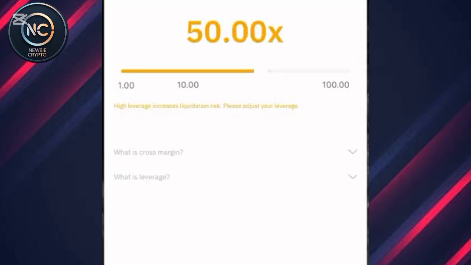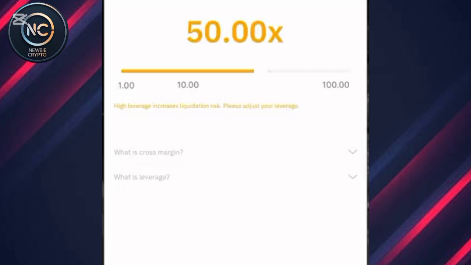So let's say, for example, you are picking 50x leverage and then the market moves up by just 1%. That means you are making 50% profit if you are longing. But let's now say the market moves down by 1%. That means you will be losing 50% of your money. So you also have to look at it the other way. If it moves down by 1% and you are longing, you're going to lose 50% of your capital. So that's why I don't advise people to pick very high leverage.